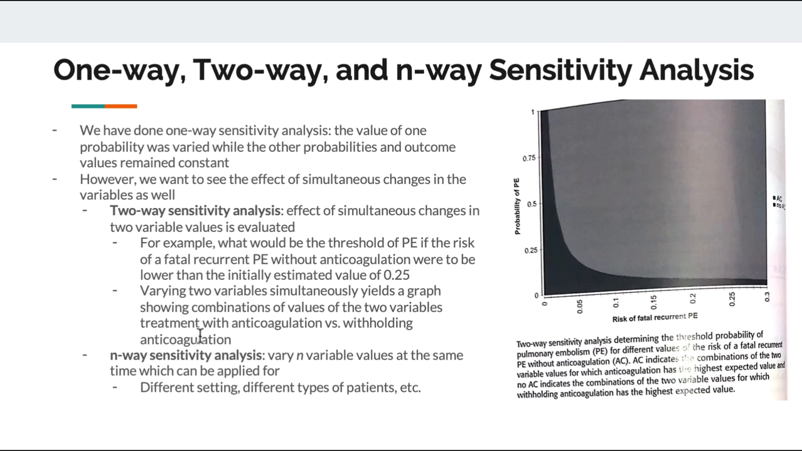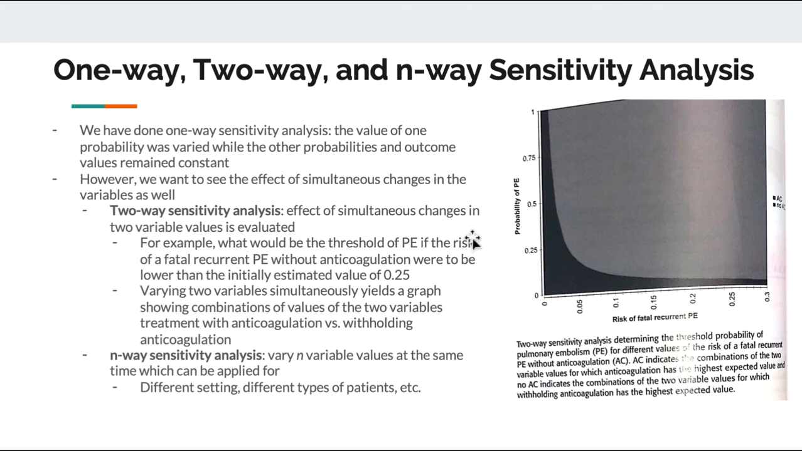All right, next we talk about one-way, two-way, and n-way sensitivity analysis. Up to this point, we have done one-way sensitivity analysis, where the value of one probability varies or changes while the other probabilities and the outcome values remain constant. However, in many scenarios, we want to see the effect of the simultaneous change in the variables as well. If you change two variables at the same time, we call it two-way sensitivity analysis.